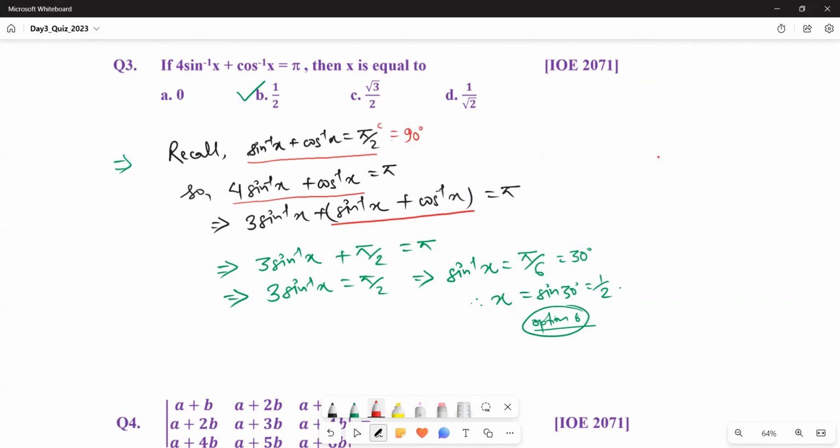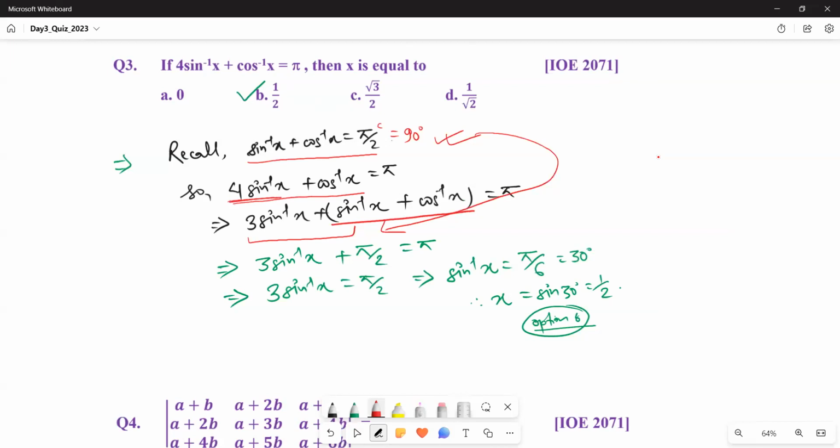equal to pi, right? So we will break down 4 sine inverse x into 3 sine inverse x plus sine inverse x, just to make use of this formula. So 3 sine inverse x plus sine inverse x plus cos inverse x is equal to pi. So from this relation we can easily write 3 sine inverse x plus pi by 2, because sine inverse x plus cos inverse x is pi by 2, and then equal to pi.